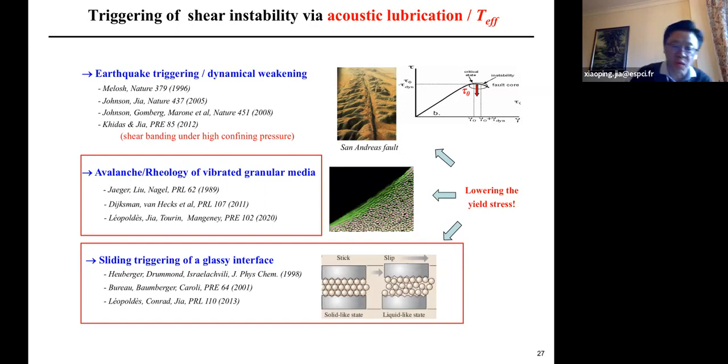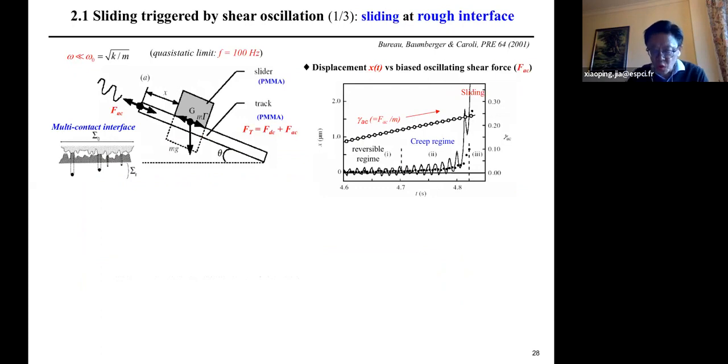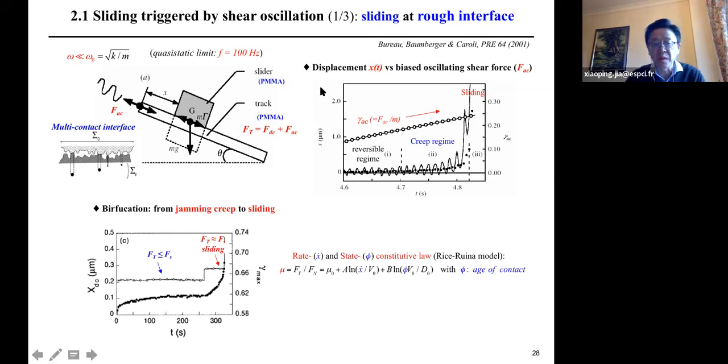From an experimental viewpoint, it's much easier to observe this kind of failure triggered by the acoustic waves associated with the sliding. So one of the first controlled experiments has been carried out by the Bonn, Beijing and the Gaholis group, where just a simple slider was put on an inclined plane below this avalanche angle or the sliding angle.